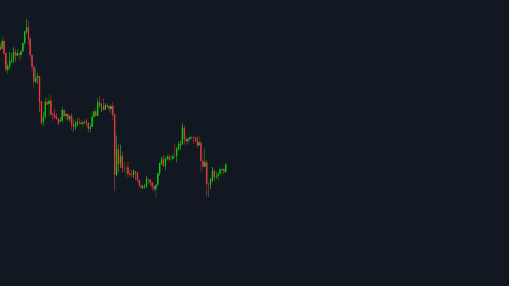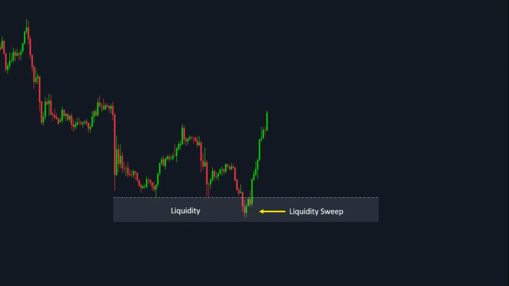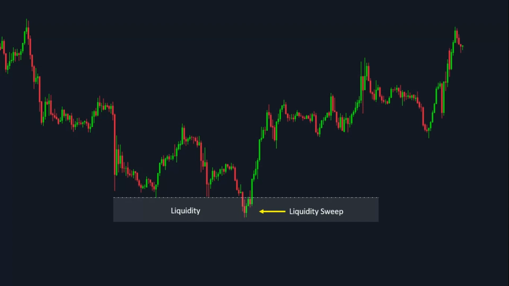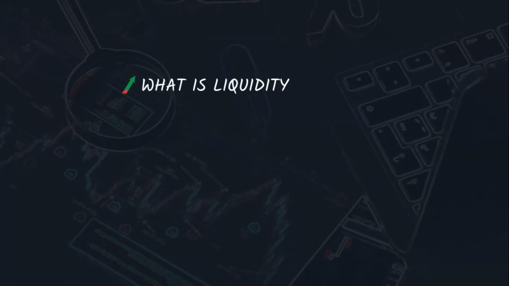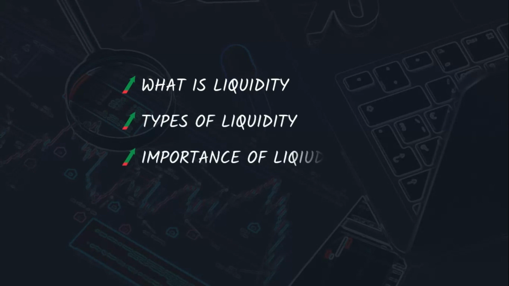The real force that moves the market is liquidity. Every major market move, every sharp spike, and every sudden reversal is driven by liquidity being targeted, collected, and redistributed by smart money. If you don't know where the liquidity is, then you are the liquidity. In this video, we're going to explain liquidity, break down the types of liquidity, importance of liquidity, and where to spot high liquidity levels.